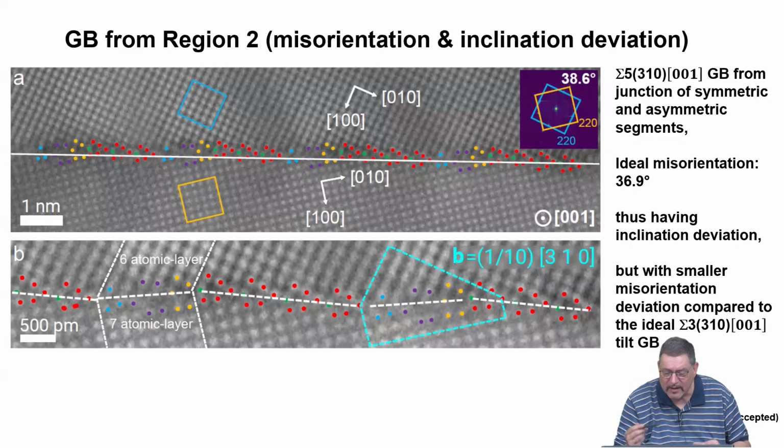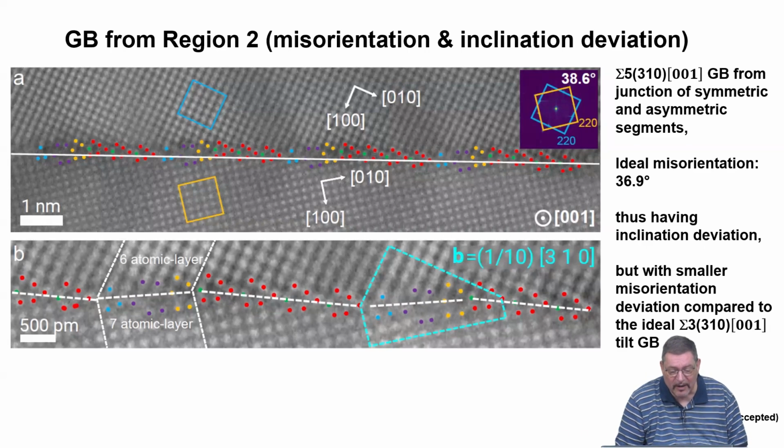And you can see that for this non-ideal situation, the ideal misorientation for this boundary would be 36.9 degrees. We have here 38.6. So it's not a high deviation. We are within the Brandon criteria limits, so we can still describe this as a sigma 5, 310 boundary, but it is not perfectly ideal.